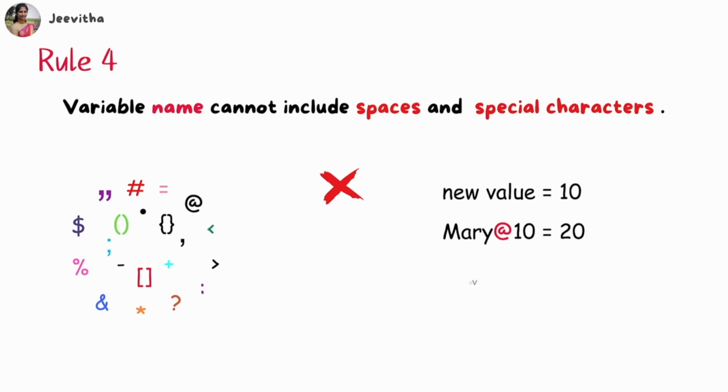If there is a special character in a variable, it throws an error. Hope it's clear. Similarly, value percentage 10 equals 30. So percentage is basically a special character. If you write a special character anywhere in a variable name, it throws an error.